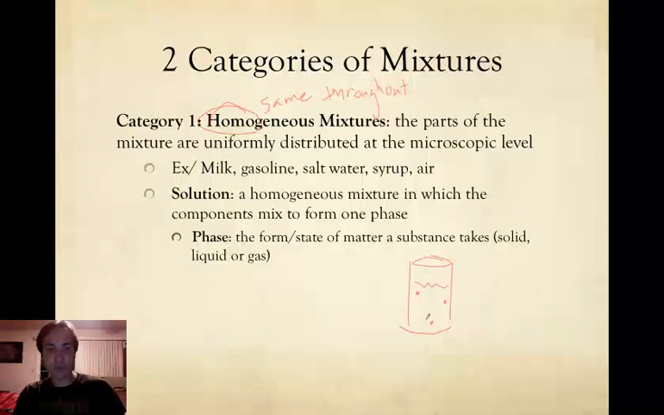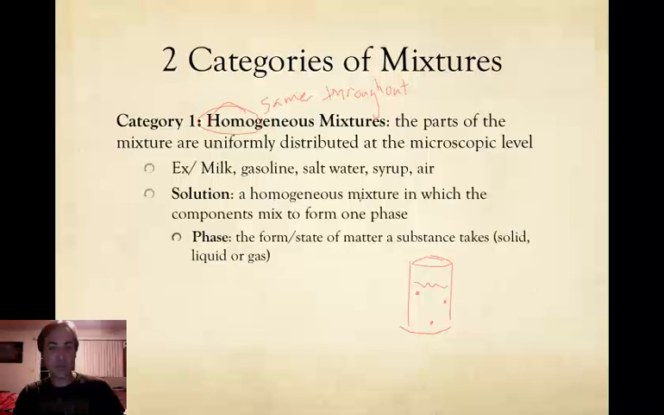It's the same throughout. So examples of this would be something like milk, where if you have a glass of milk, the milk tastes the same at the top as it does at the bottom. The gasoline in the tank of your car, right? It burns just the same at the beginning as it does at the end. Salt water from the ocean, same at the top as it is in the bottom. Now, with the exception of sand and things like that. But if you were to just take a glass of salt water, the top would be the same as the bottom. Same with syrup, okay? Air as well. They're the same throughout. There is a special category of homogeneous mixtures known as a solution.